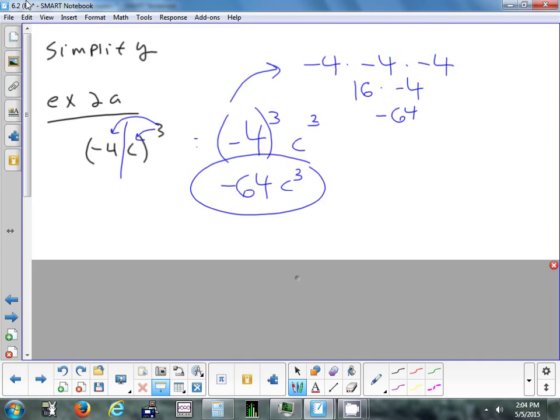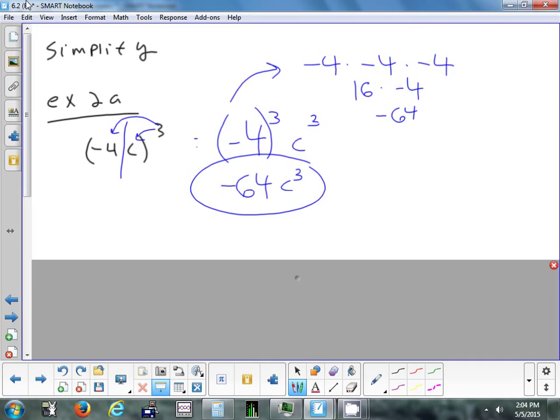When you were back in maybe elementary school, you talked about odd and even numbers, right? Is 3 an odd or an even number? Odd, right? Here's one little trick to check yourself. If you have a negative base and an odd exponent, your answer is going to be negative. If you have a negative base and an even exponent, your answer is going to be positive. That's one way to check yourself.